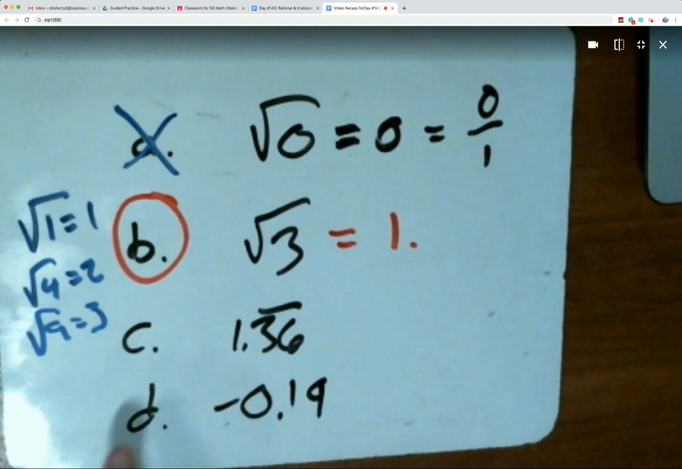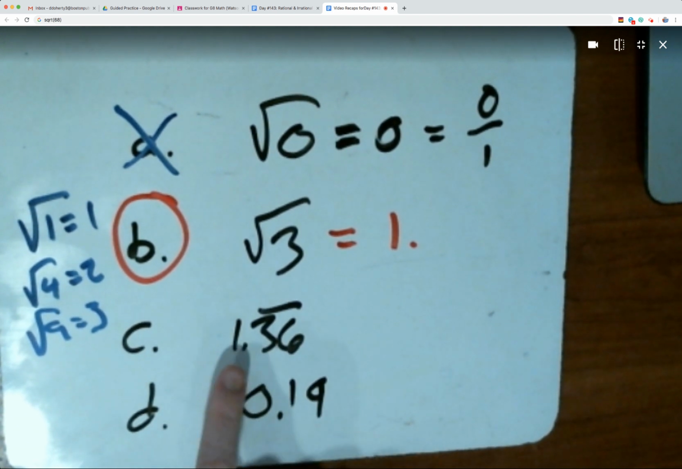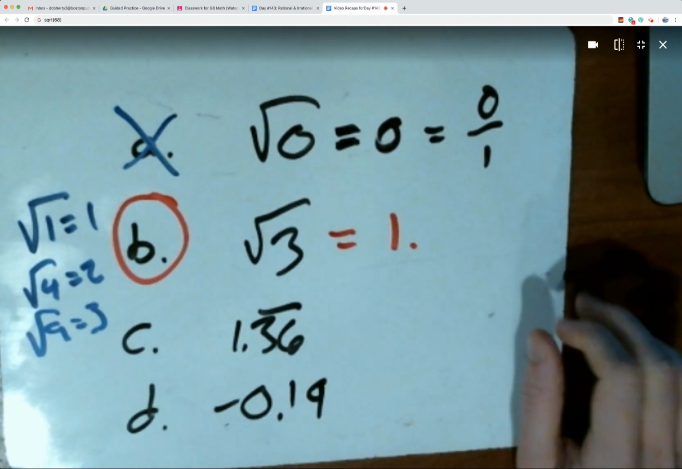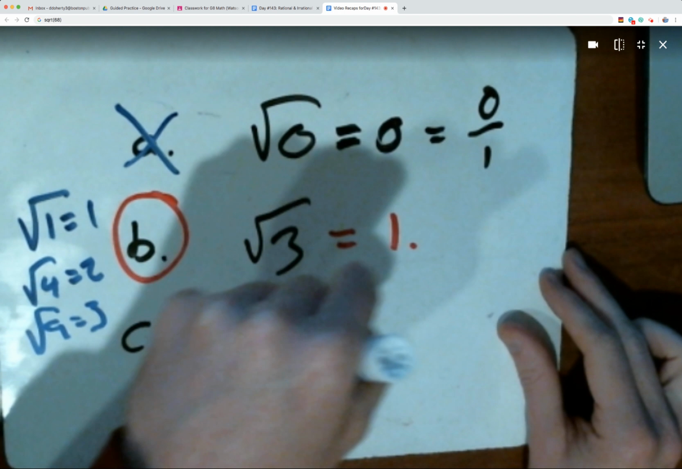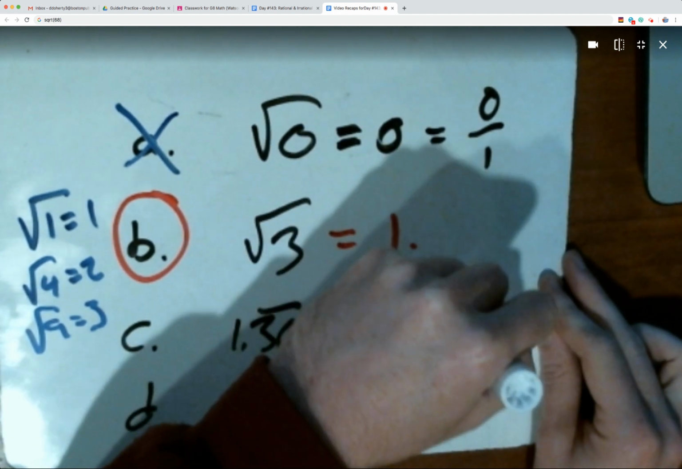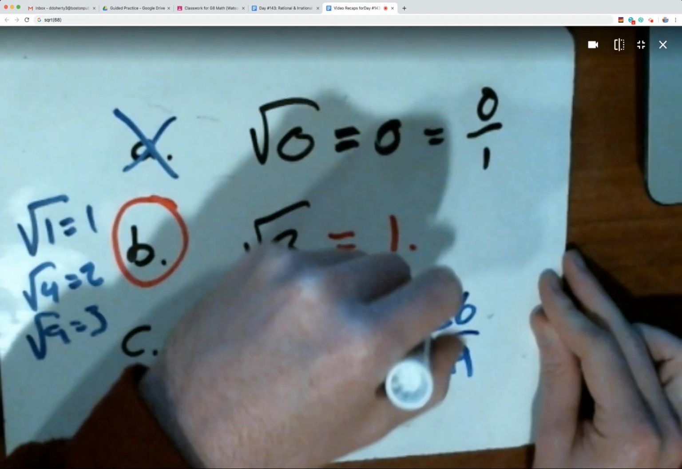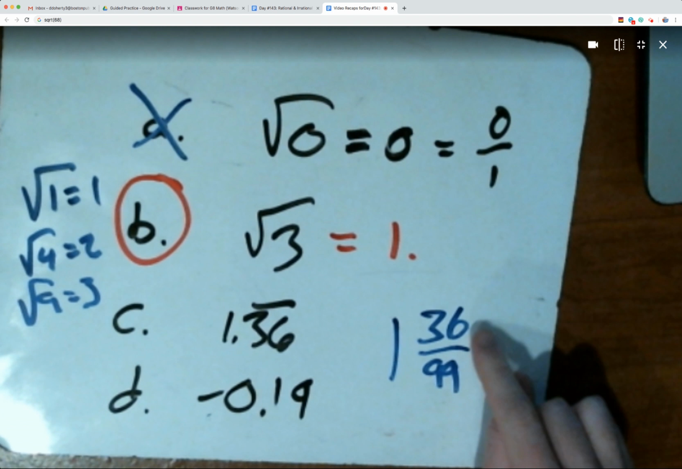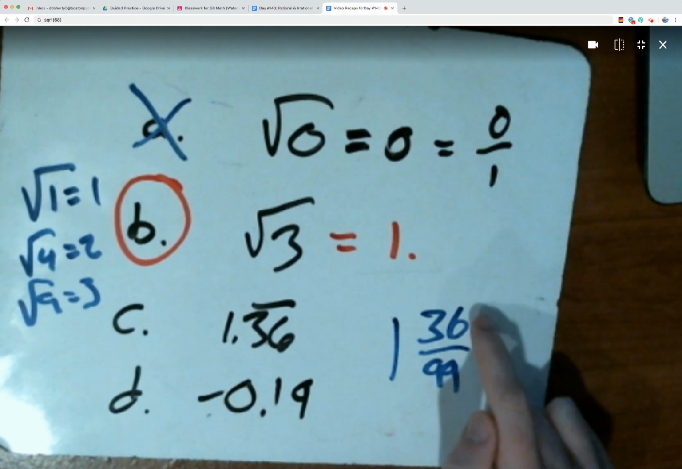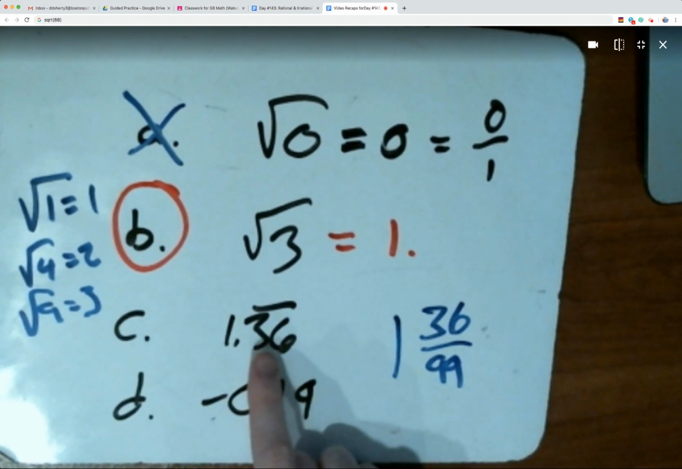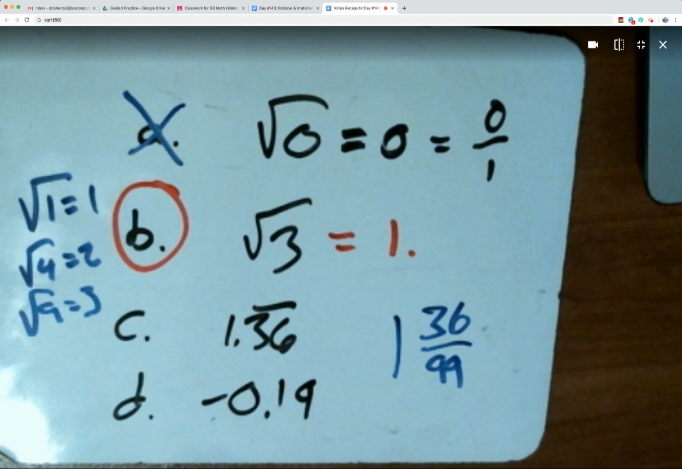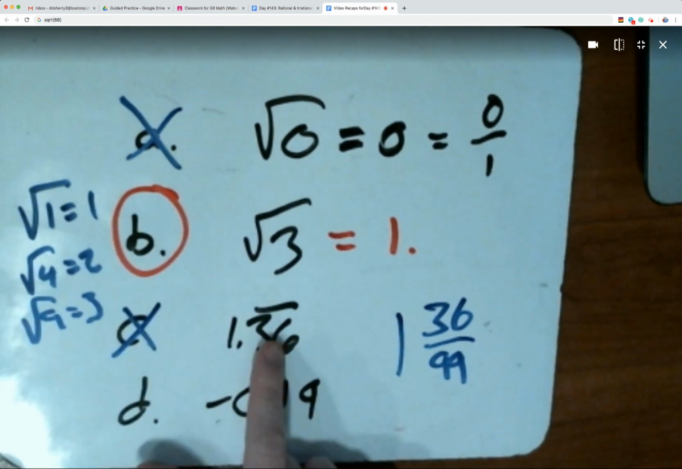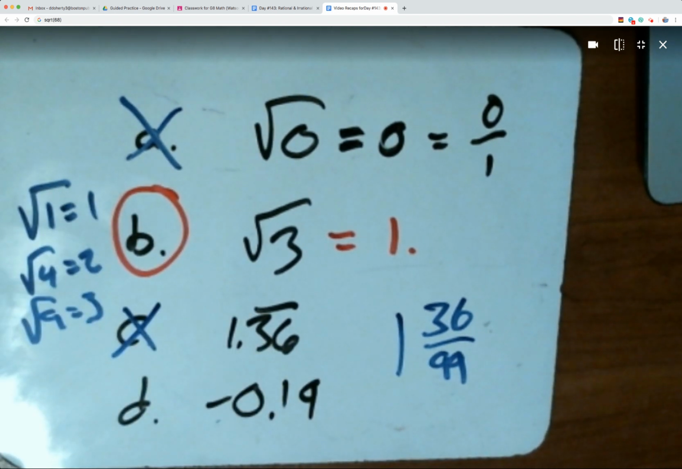Let's take a look at C and D. C says 1.36 repeating. We know any repeating decimal actually comes from the fractions. So 36 repeating actually comes from the fraction 36 over 99, which we could simplify even further. They're both divisible by 3, but 36 over 99 repeats as 3636. So this is a rational number. All repeating decimals are rational numbers.